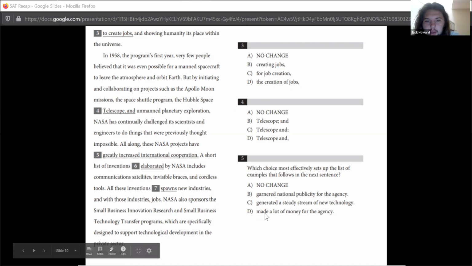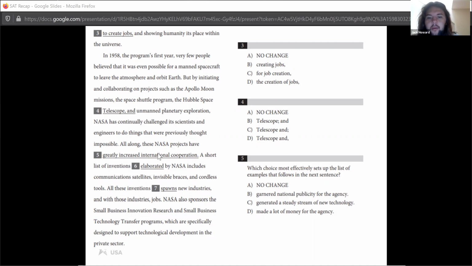So you chose A, no change, because you don't think B, C, and D have to do with the context. Okay, that's interesting. So I'm going to read it over now. The question is, first of all, which choice most effectively sets up the list of examples that follows in the next sentence? So it's more about the next sentence than this one.